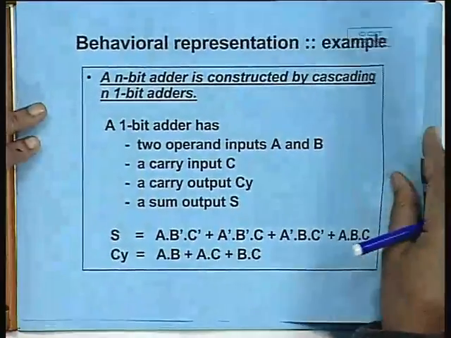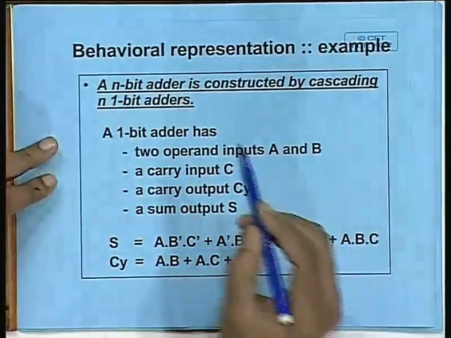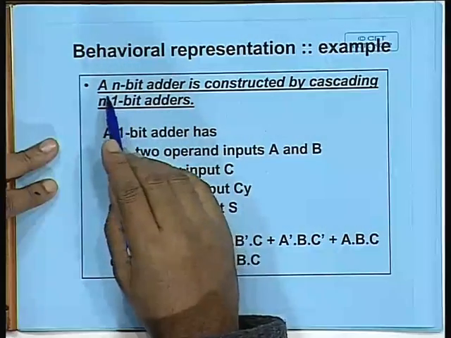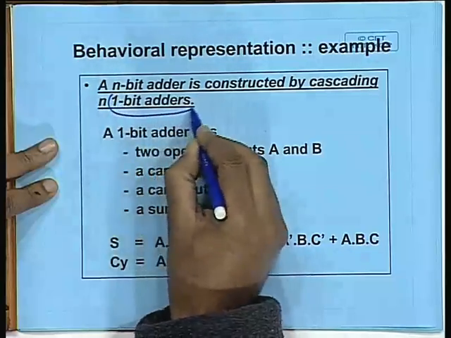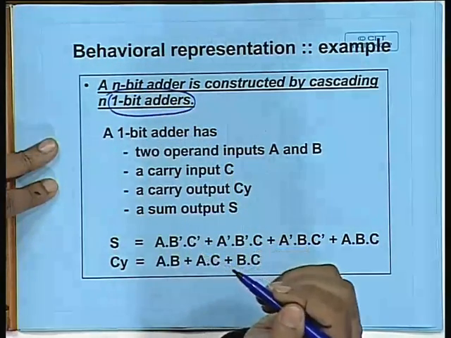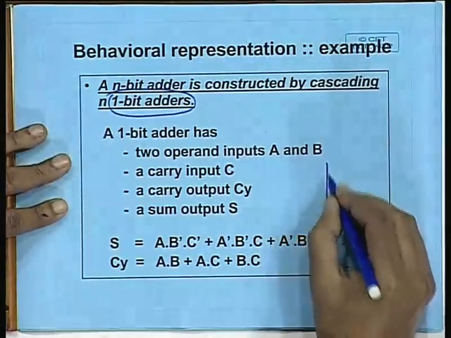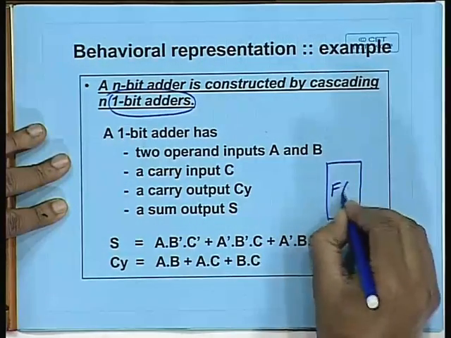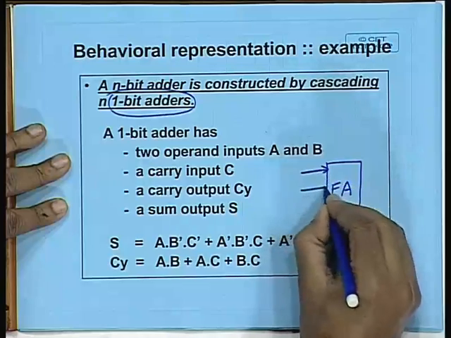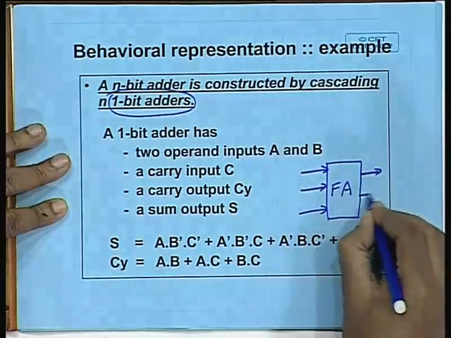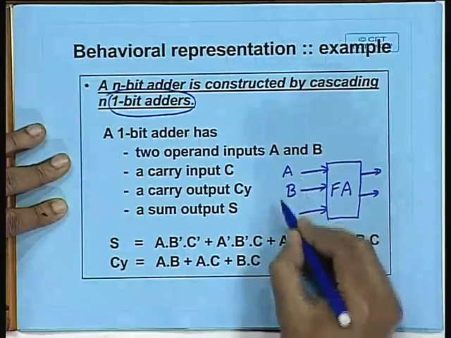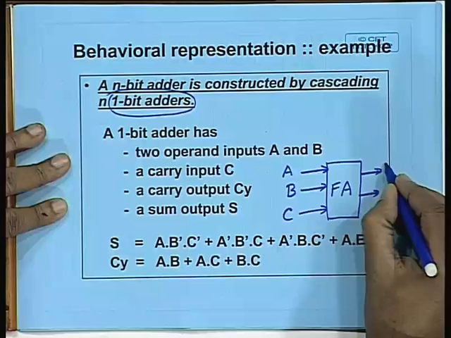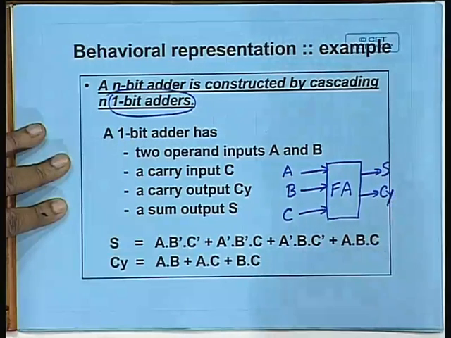Well, here we take a simple example just to illustrate. Here we want to construct an n bit adder by cascading n number of full adders. 1 bit adder means full adder. Now, as you know, a full adder will be having 3 inputs and 2 outputs. The 3 inputs are the 2 numbers a and b, 2 bits you want to add, and a carry input, and the outputs will be sum and a carry out.